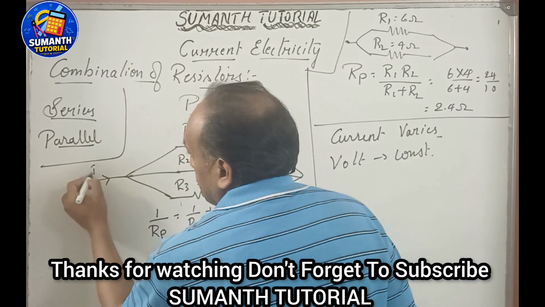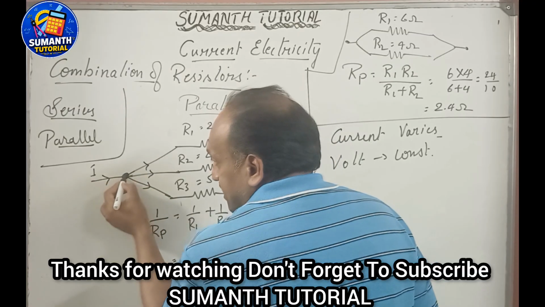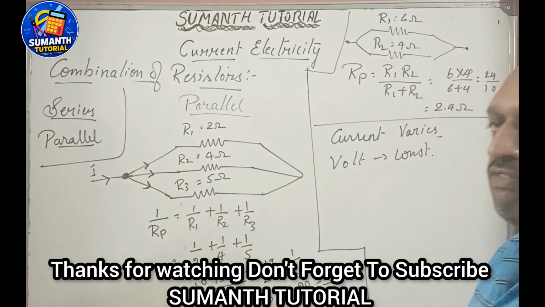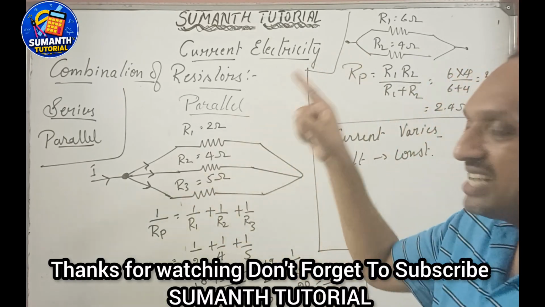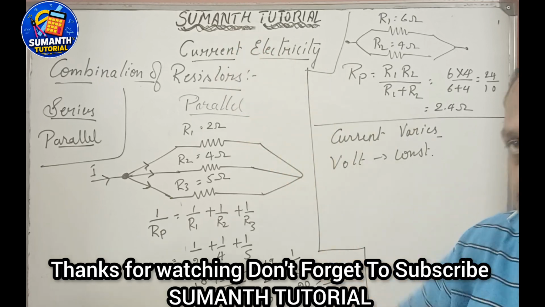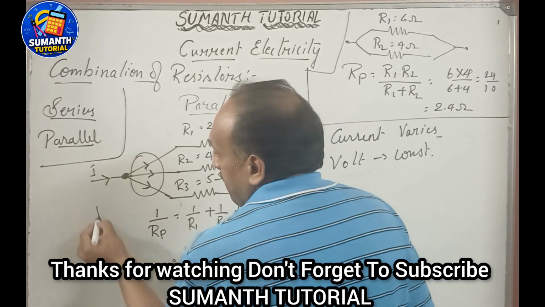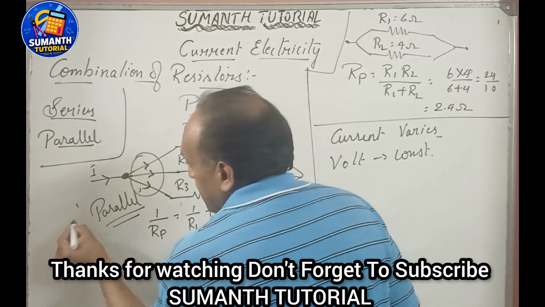See, the current is coming in this direction. Imagine at this junction, at this spot, current is changing its direction. It is moving in three different ways. So wherever the current changes its direction, it divides. That part is a parallel connection. Make a note of that.